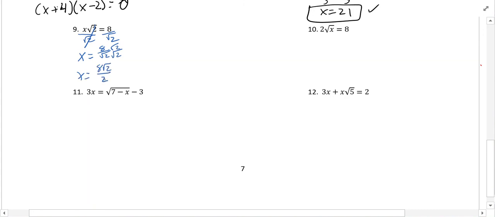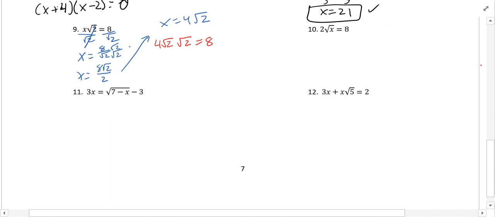And then I simplify. So 8 divided by 2 leaves me with x equals 4 rad 2. Then when you plug it in to check, remember, this is x rad 2 equals 8. This whole thing is x. So you're saying 4 rad 2 times rad 2 equals 8.